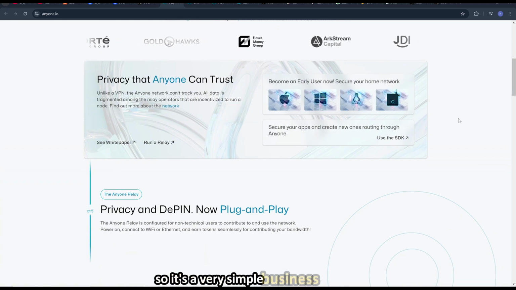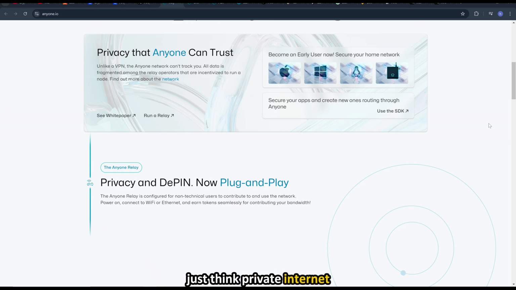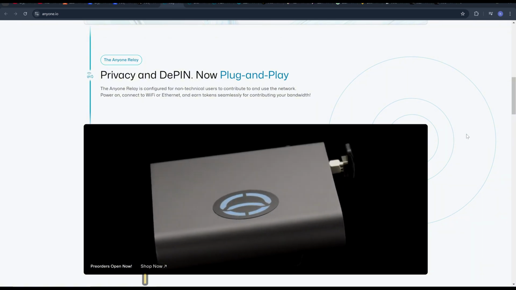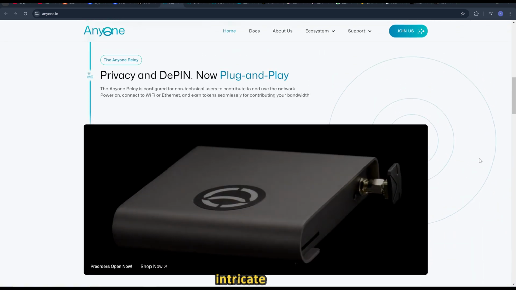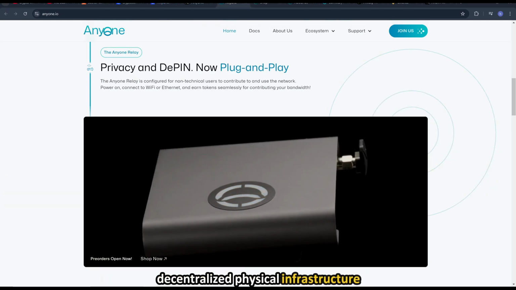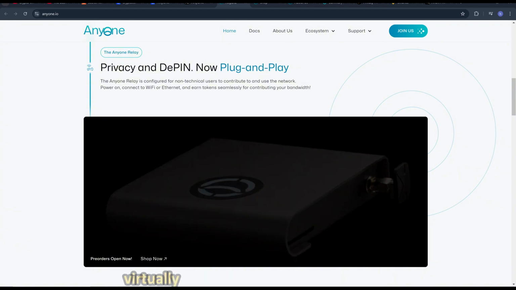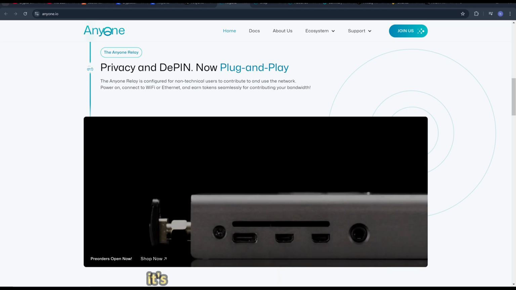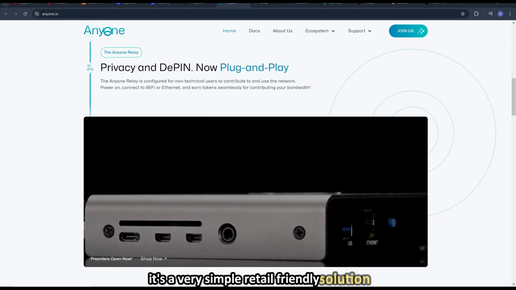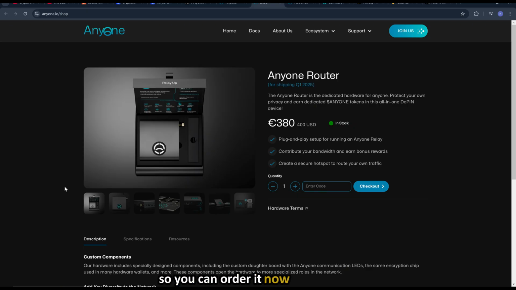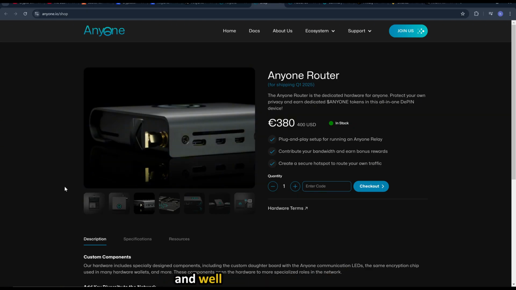So it's a very simple business concept. Just think private internet. All your data is encrypted. You've got all the privacy that you want. And I think this thing kind of sells itself. I don't think I really need to go into intricate detail. ANyONe combines privacy with DePIN, decentralized physical infrastructure. There are two ways you can set relays up: virtually with your existing computer or laptop, or physically with their hardware. It's a very simple, retail-friendly, plug-and-play solution to start earning and contributing to the network. You can order it now for Q1 2025, and well, just look at this thing.